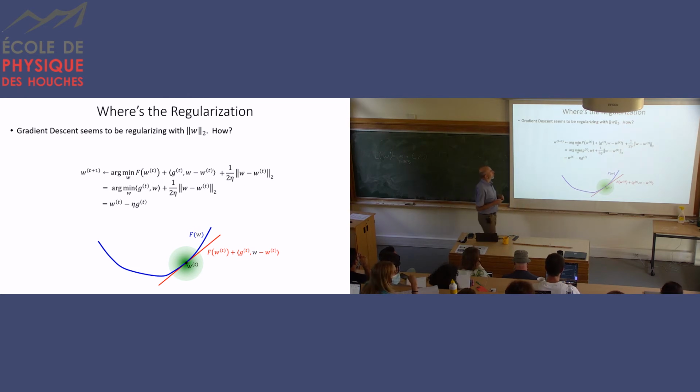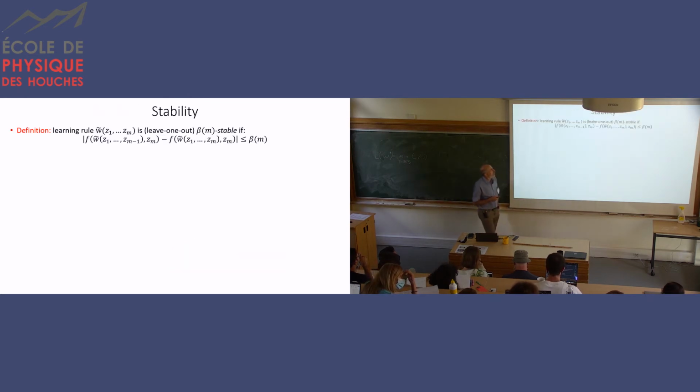If we have a learning rule, a learning rule is just a mapping from our data to a predictor. In our case, following Nemirovsky's approach, our predictors are always vectors in some normed vector space. So it's a mapping from our data, Z1 through Zm, to a vector. We say that this learning rule is stable. Formally, there are many slightly different notions of stability. This is a leave-one-out uniform notion of stability.